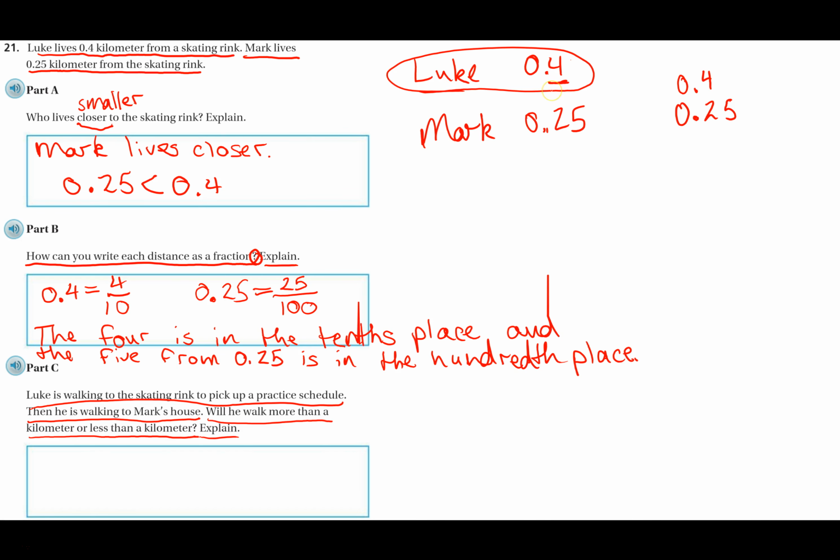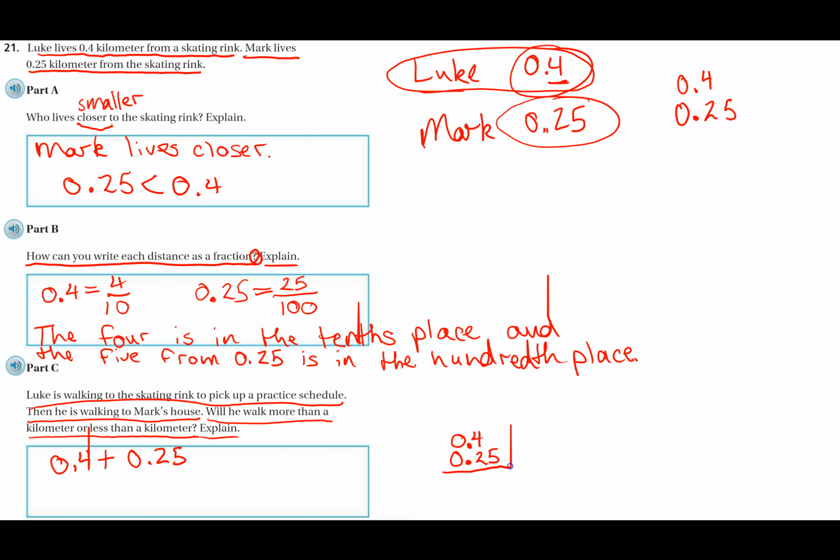He's going to walk to the skating rink, and we know the distance to the skating rink is 0.4 or 4 tenths. And then he's going to go a little bit further. From there, he's going to walk from the skating rink to Mark's house. Well, we know the distance between Mark's house and the skating rink. It's right here, 0.25. So I need to add these two decimals. So I'm going to line them up vertically. That means one on top of the other. So 0.4, and then I'm going to line up my decimals, 0.25.